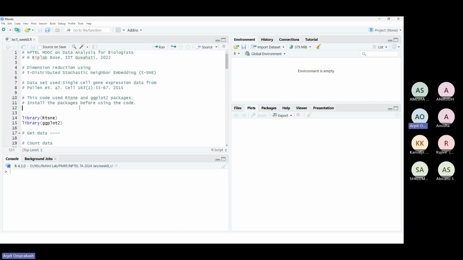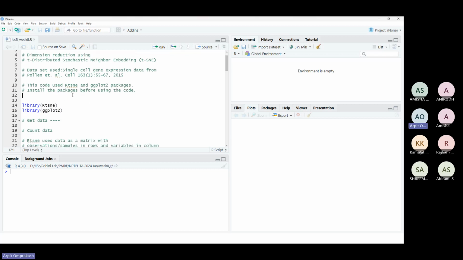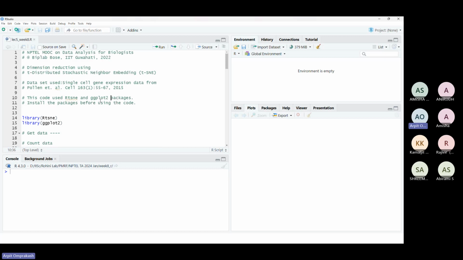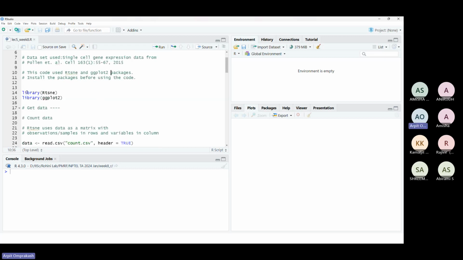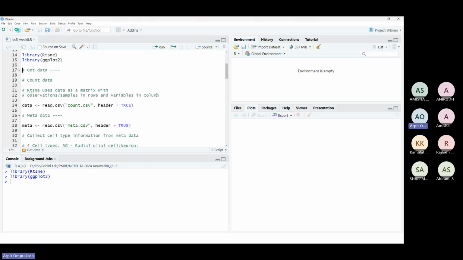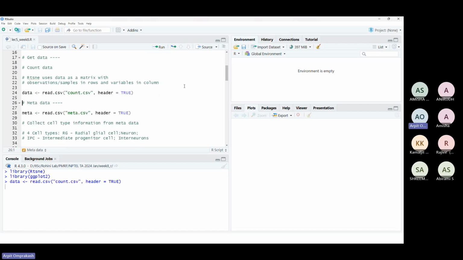using t-SNE in R. So basically, this code uses these two packages, Rtsne and ggplot. Okay. So first we install this package. If you have not, you can go to Tools, Install Packages, and then type Rtsne and install. So first we load these libraries, Rtsne and ggplot2. Okay. Then we read the data.